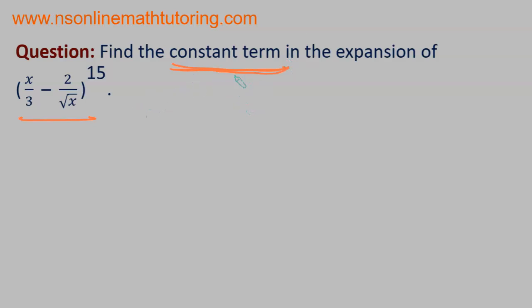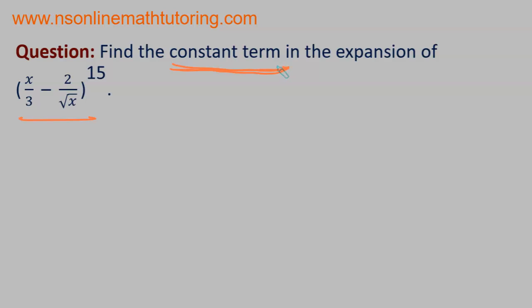Then how do we find the value of r? Which term should we be taking? They have said it is the constant term. What is a constant term? It is simply a number. It does not contain any x, any variable. It is only a number.